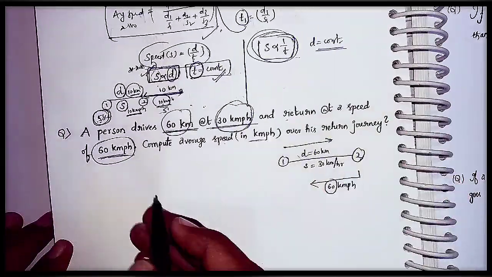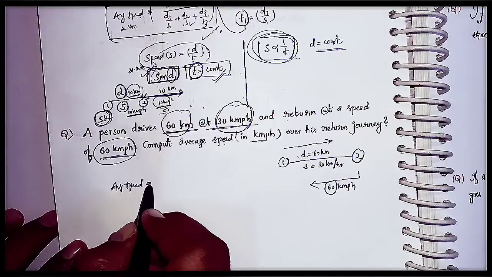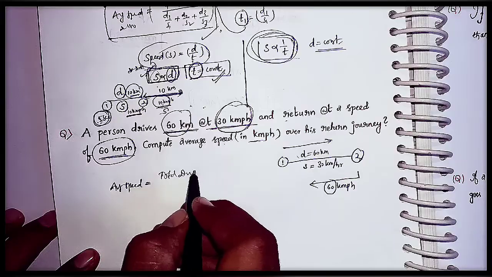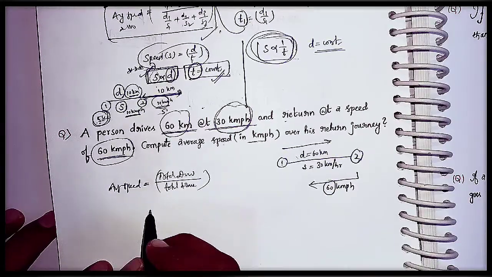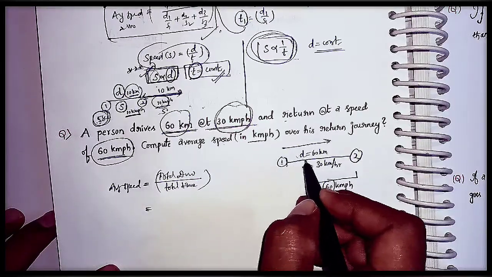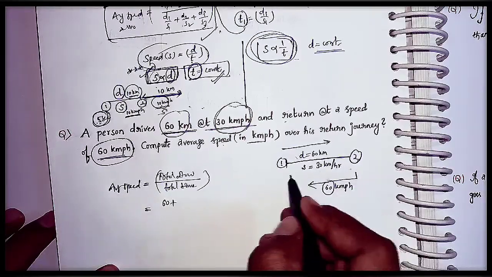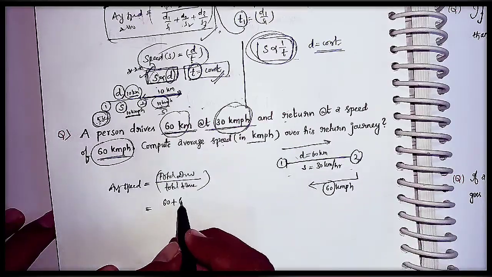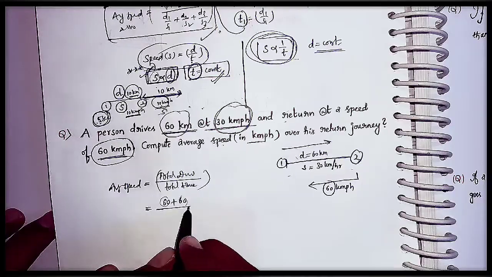Okay, see here, as we know, average speed equals total distance covered by total time. Here total distance what? First he traveled from point 1 to 2, that is 60 kilometers, and again he returned the same distance with 60 km per hour. That is the same distance he covered. Yes or no? This is the ongoing journey, this is the return journey. The total distance is 120 kilometers.